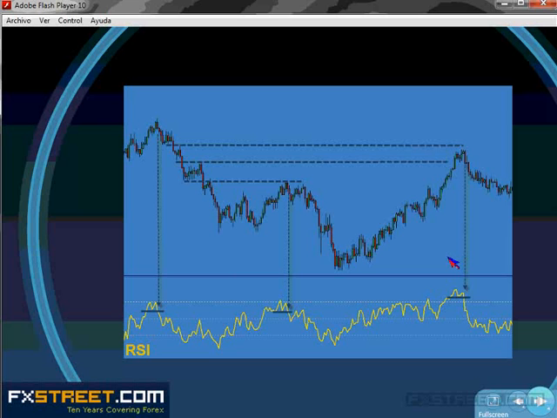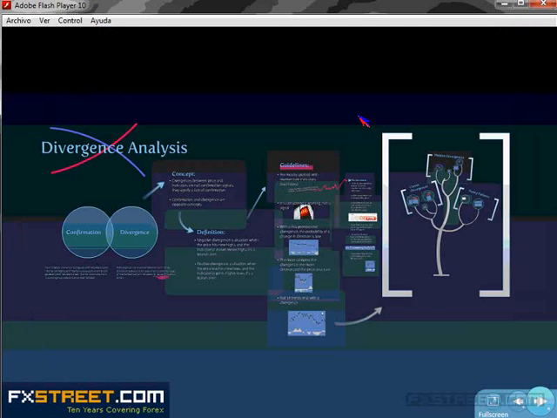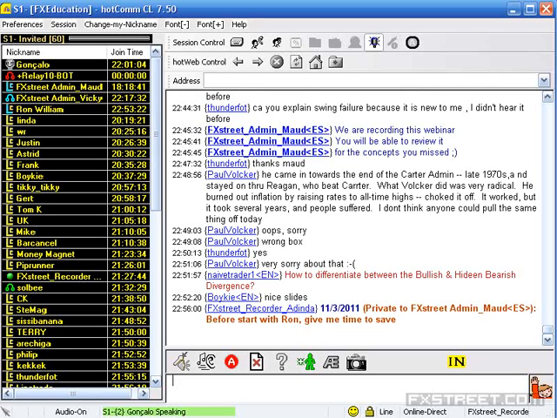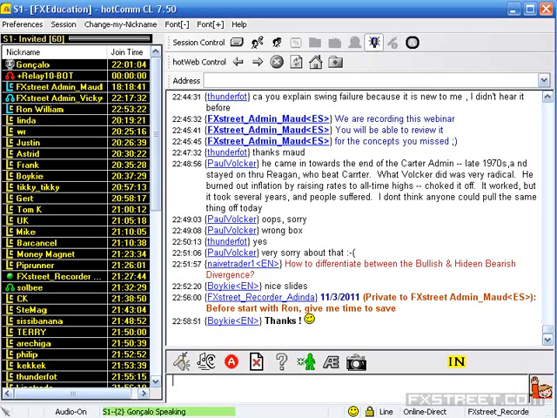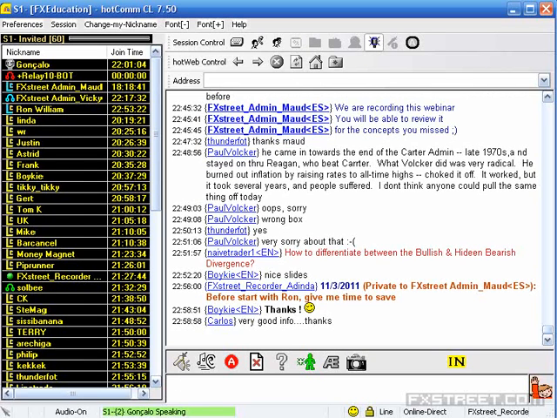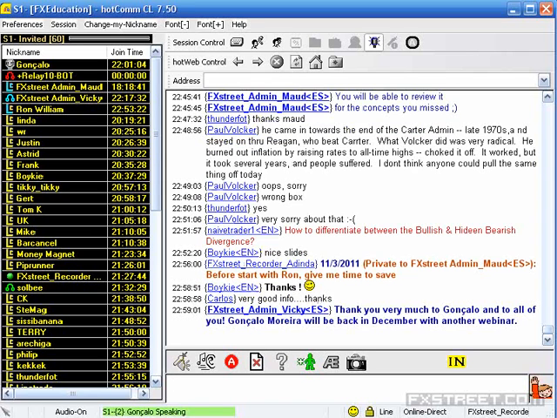Okay, I think that's all. We have covered some basic concepts around divergence analysis. We may come back to this topic again. We may also cover in-depth momentum analysis and review the concept of divergence once again.